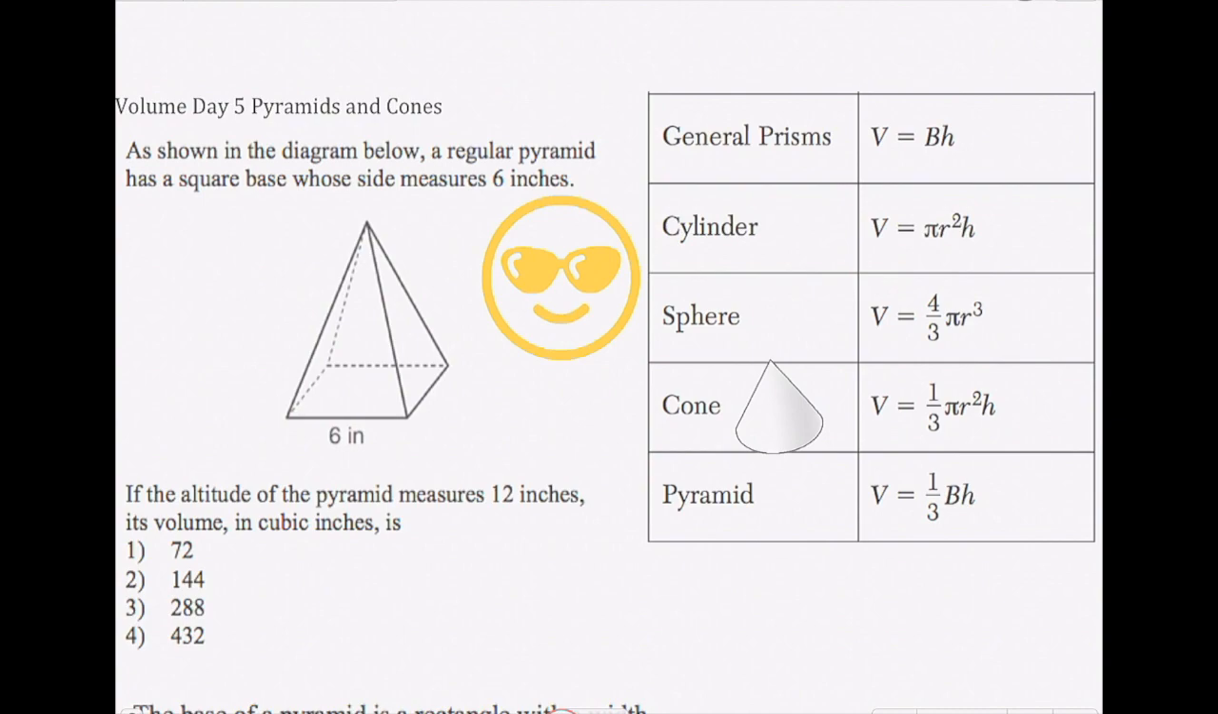Let's see, on this particular question, why don't you try to answer it yourself without me giving you too much of a lead up. Here's the formula for it, 1/3 big B times H, and it's a multiple choice question. So pause the video and give this a try, remembering that capital B stands for the area of the base.